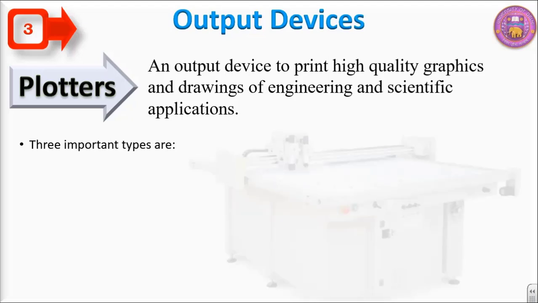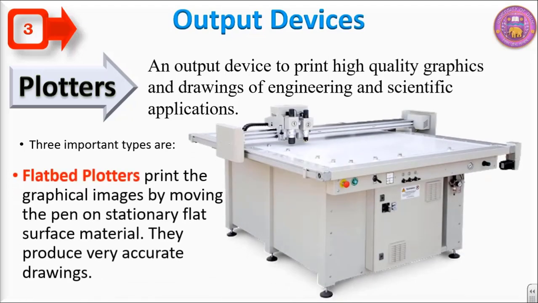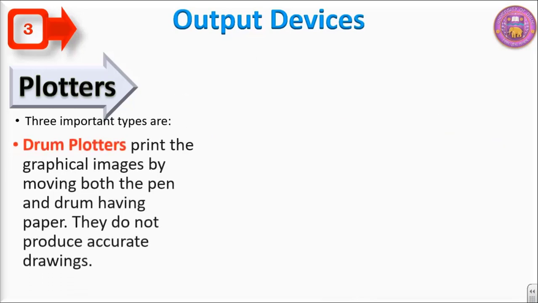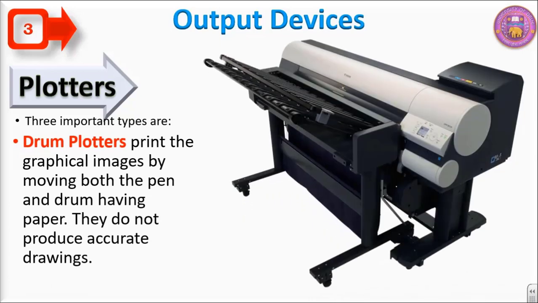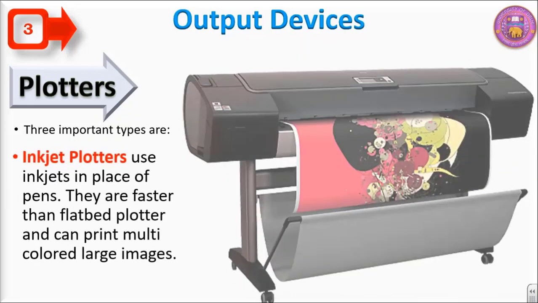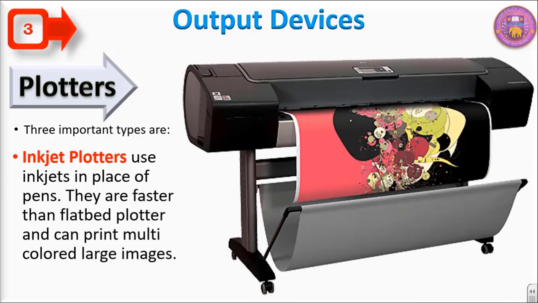Three important types are flatbed plotters. It prints the graphical image by moving the pen on stationary flat surface material. They produce very accurate drawings. The second one is drum plotters. They print the graphical images by moving both the pen and drum having paper. They do not produce accurate drawings. And the last one is inkjet plotters. Inkjet plotters use inkjets in place of pens. They are faster than flatbed plotter and can print multicolored large images.